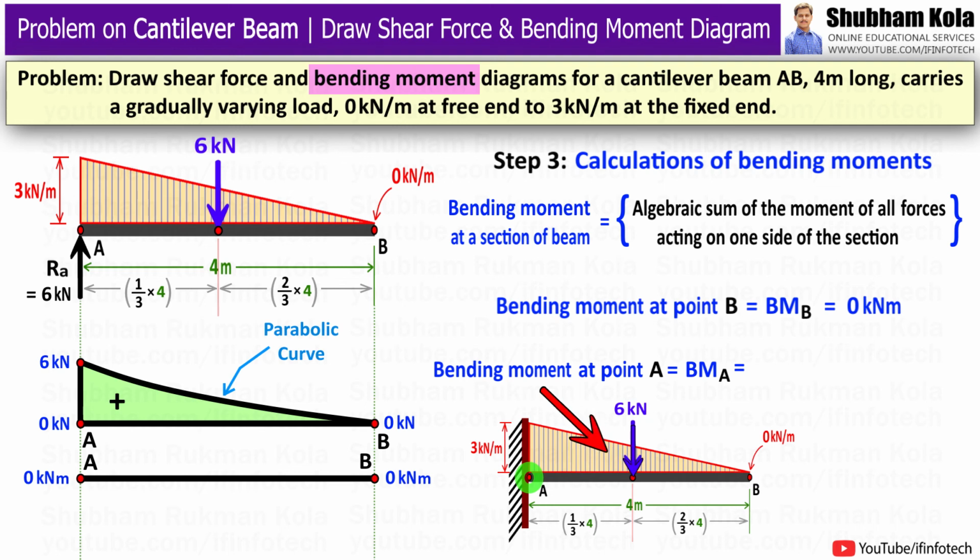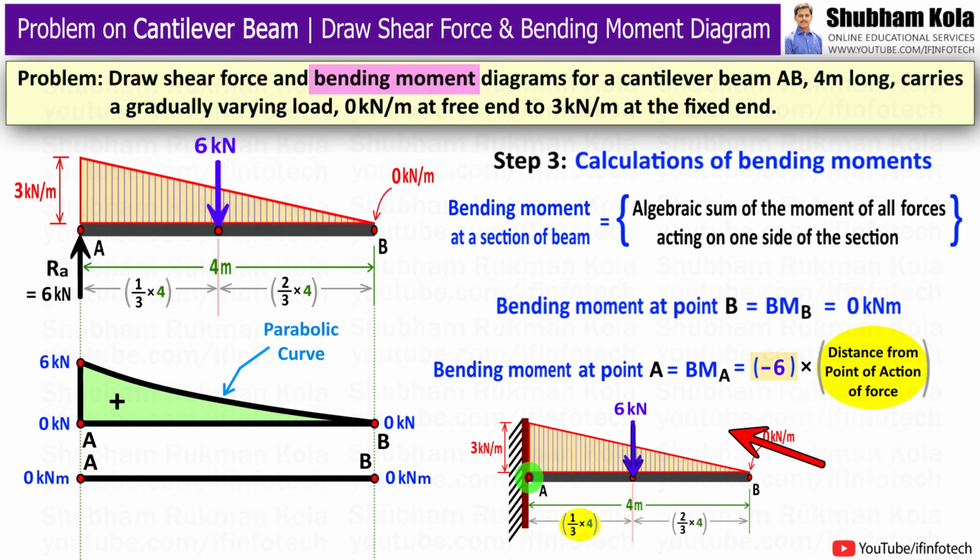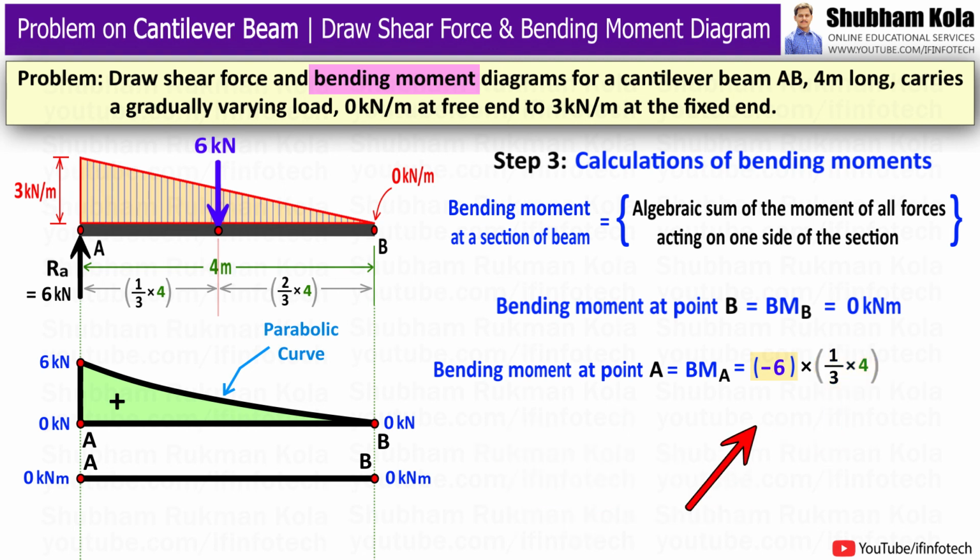Due to this downward force, the beam shows hogging effect, and for hogging effect of the beam, I will consider this force as negative. Hence the amount of force is minus 6 kN into the distance from the point of action of the force, that is 1/3 of the length 4 meter, that is 1/3 into 4 meter. Therefore, after calculating this, we will get the value minus 8 kN meter.